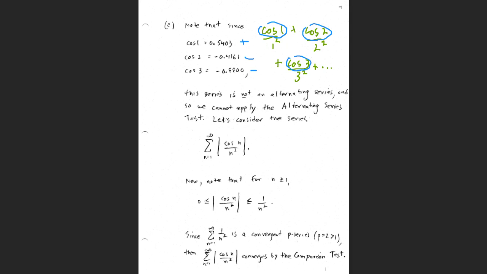So this series, in the beginning, was alternating, but now it's not. So this is not an alternating series, and therefore we cannot apply the alternating series test, because it's not an alternating series. So we have to try something else.